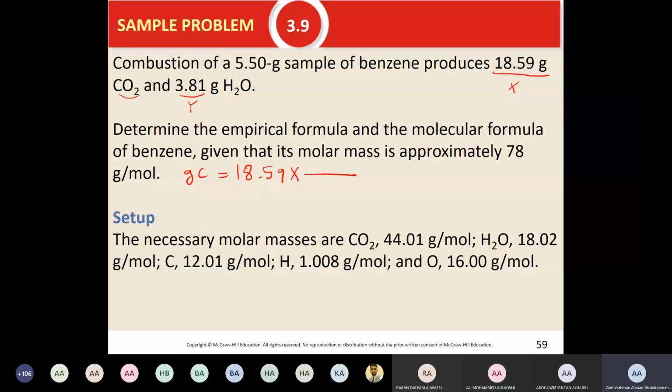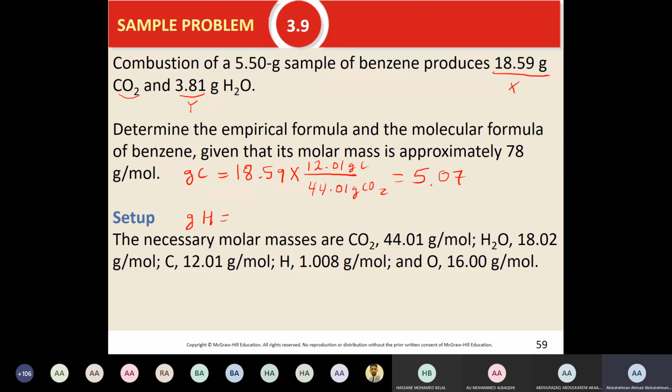Multiply by 12.01 gram carbon, divide by 44.01 gram CO2, and you have the answer. Can you tell what's the answer? 5.07. Yes. 5.07. Is this clear? Good. Can you tell me how many grams hydrogen?